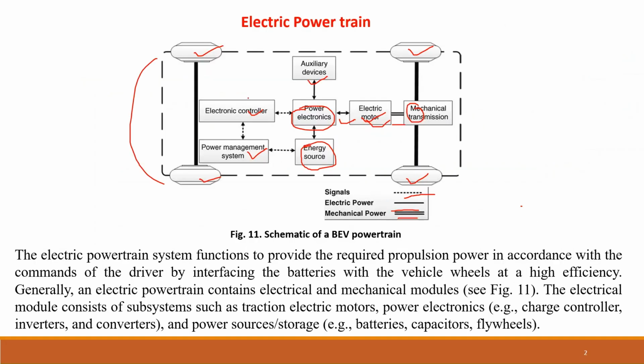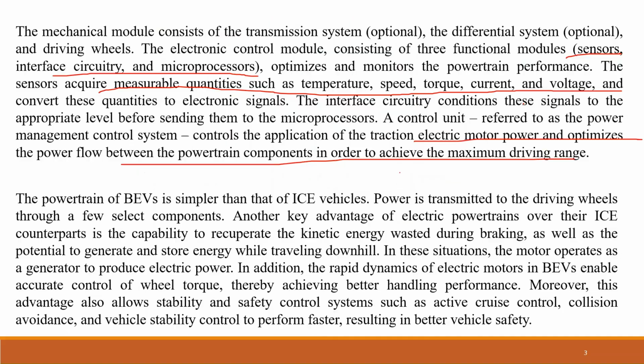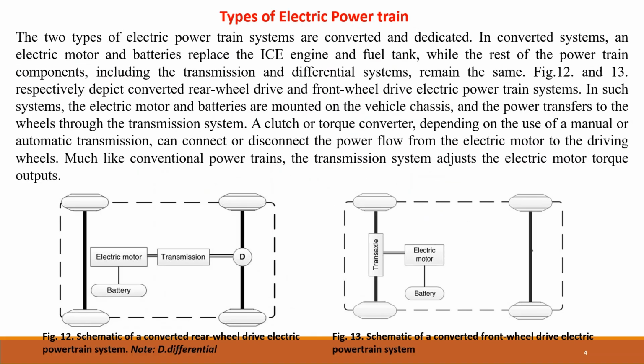So, this is how the components are discussed in an electric powertrain. Now we also have to learn about the different configurations of the electric powertrain. Now, the next topic of discussion is the types of electric powertrain. There are two types of electric powertrain system. One is converted and the other is dedicated.